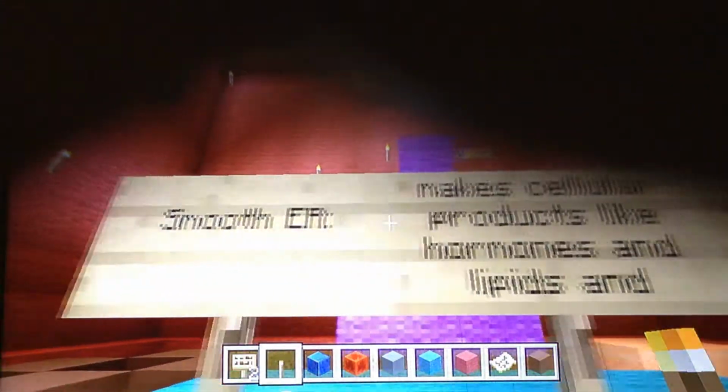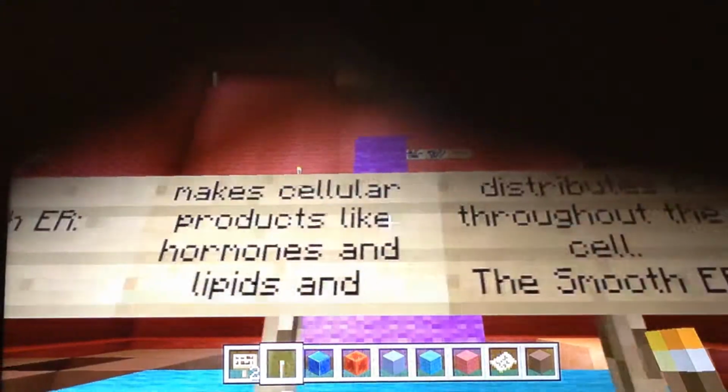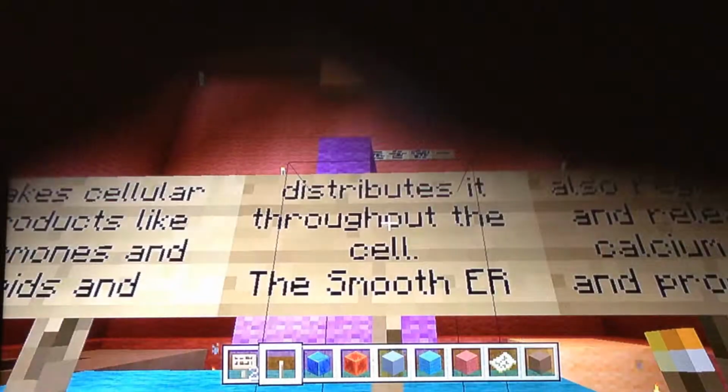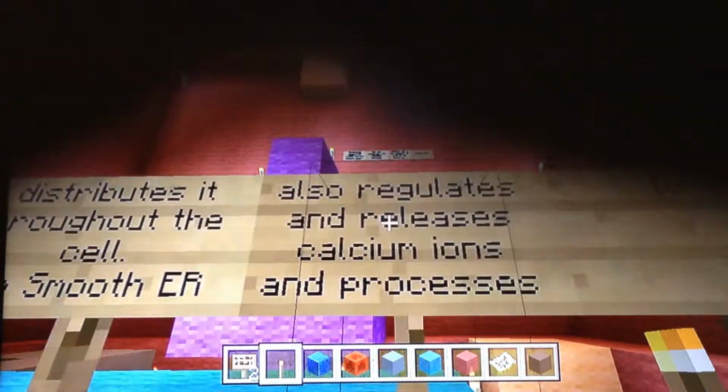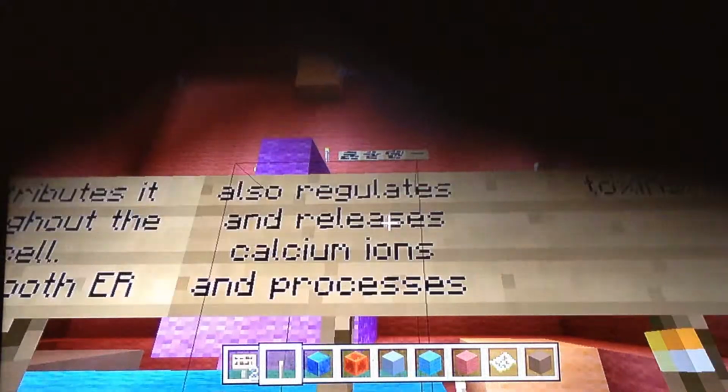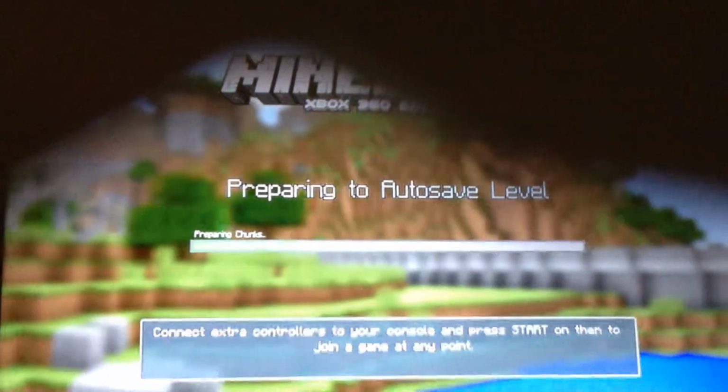Right outside the nucleus here, we have the smooth ER. The smooth ER makes cellular products like hormones and lipids and distributes them throughout the cell. The smooth ER also regulates and releases calcium ions and processes toxins. This is pretty cool here. You see it's almost like an S.